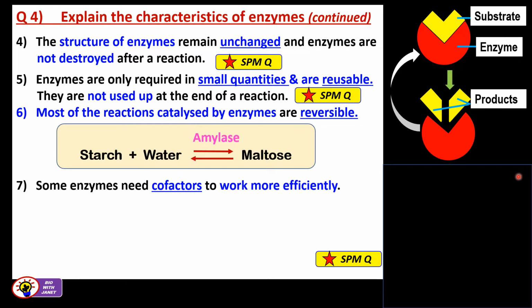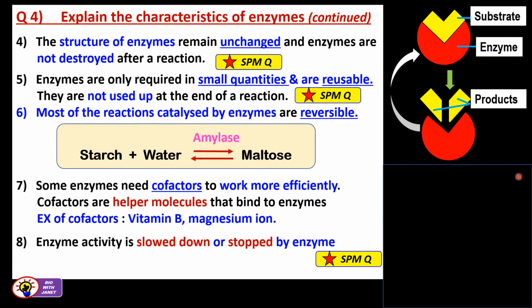Next, some enzymes need cofactors to work more efficiently. Cofactors are helper molecules that bind to enzymes, and examples of cofactors are vitamin B and magnesium ion. So these are good molecules that help the enzyme to work more efficiently because they assist the enzymes to carry out the biochemical reactions in the body.